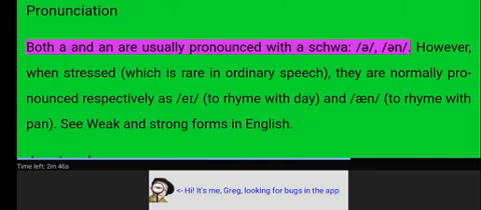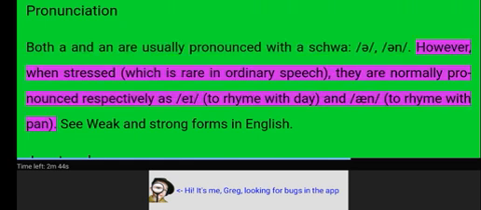Both "a" and "an" are usually pronounced with a schwa. However, when stressed, which is rare in ordinary speech, they are normally pronounced respectively as "ay," to rhyme with day, and "an," to rhyme with pan. See weak and strong forms in English.